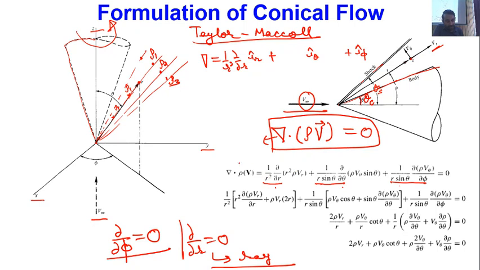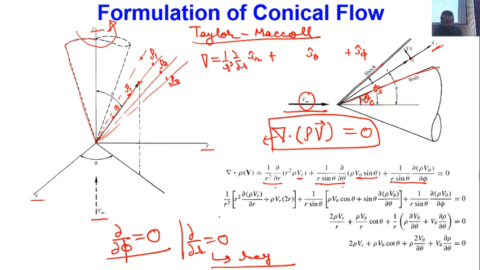And now if you calculate divergence of rho v vector in spherical coordinate system, you will be getting some equation like this, where del by del r is having dependence on vr, the radial component of the velocity. Del by del theta is having dependence on v theta and sin theta. So v theta is the component of velocity along theta direction, and v phi is the component of velocity along phi direction.